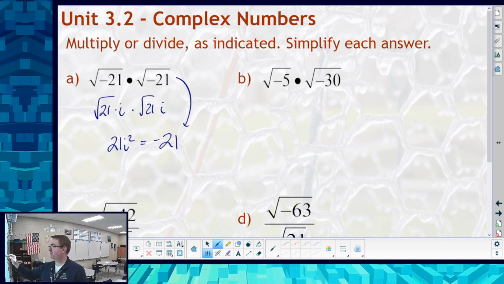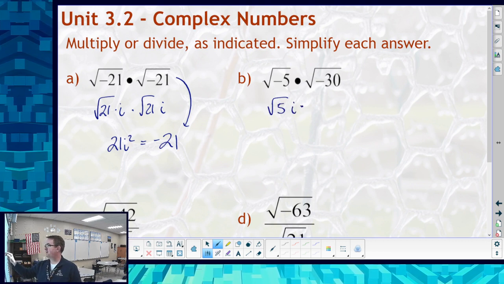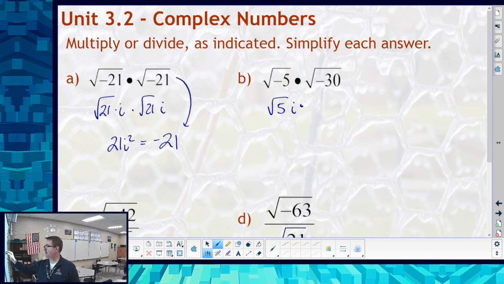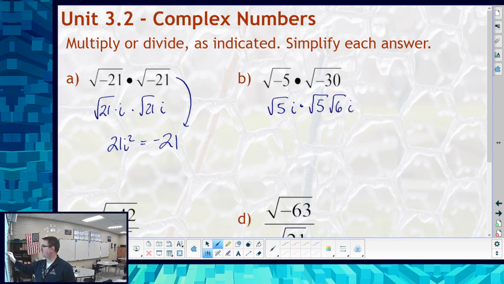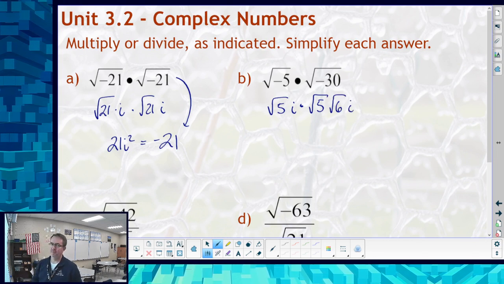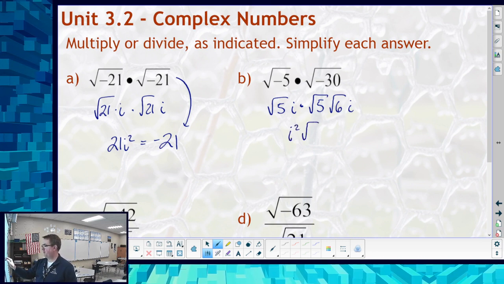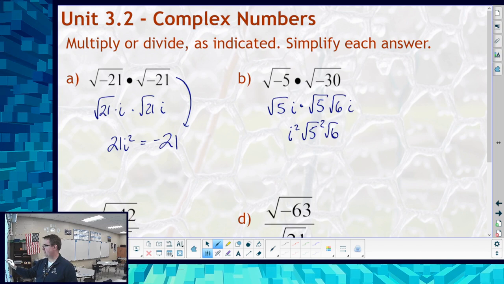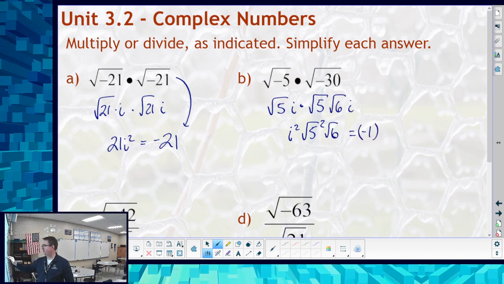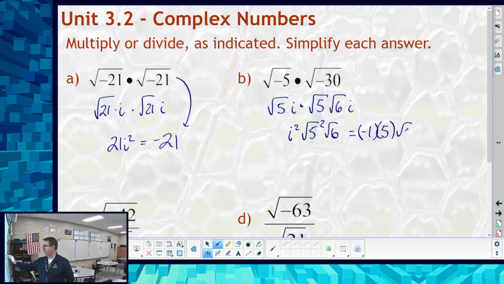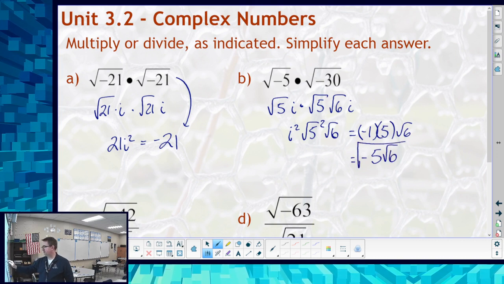Over here, a little interesting thing, I'm going to break this down into root 5 times i times, and because of the way the 30 is broken up, I'm going to go ahead and break it up into, I know there's a root 5 in there somewhere. So this is going to turn into, theoretically, i squared times root 5 squared times root 6. So the i squared is negative 1, the root 5 squared is going to be 5, the root 6 is going to stay, and that's your answer for that one.